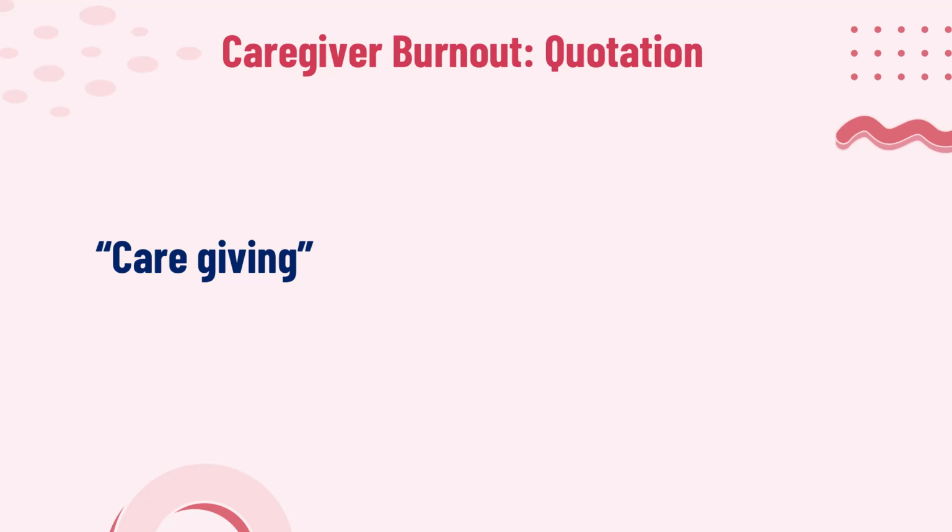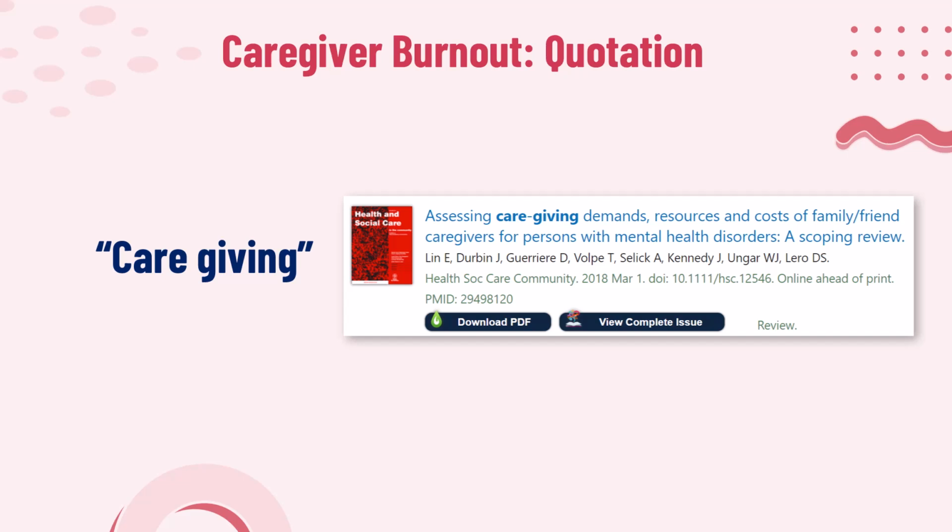Another popular strategy for searching is to use quotation. This is one you might have heard of before. Using quotes tells a database to search for an exact phrase. For example, in my search about caregivers, I might also want to search the phrase caregiving with a space. By putting it in quotes, the database will keep and search those two words together.